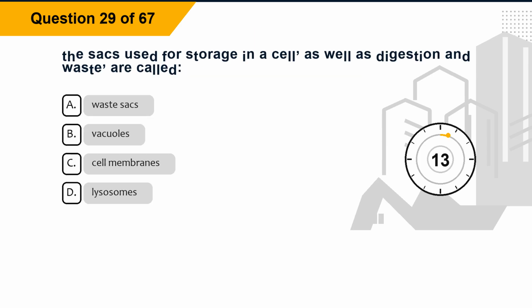Question 29. The sacs used for storage in a cell, as well as digestion and waste, are called option A, waste sacs. Option B, vacuoles. Option C, cell membranes.